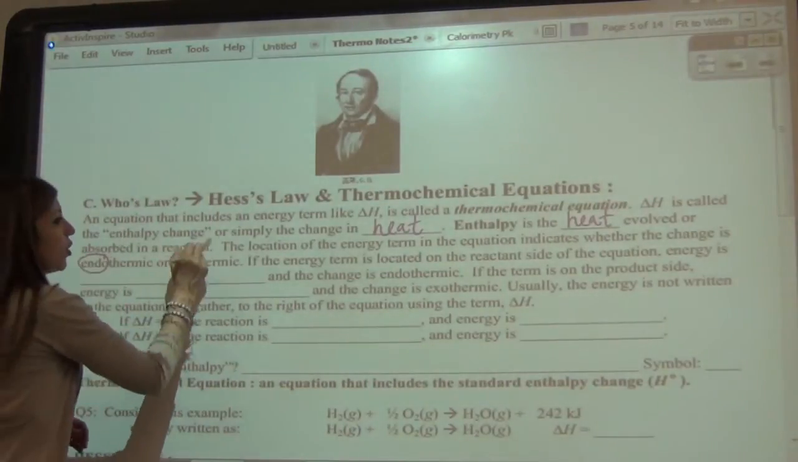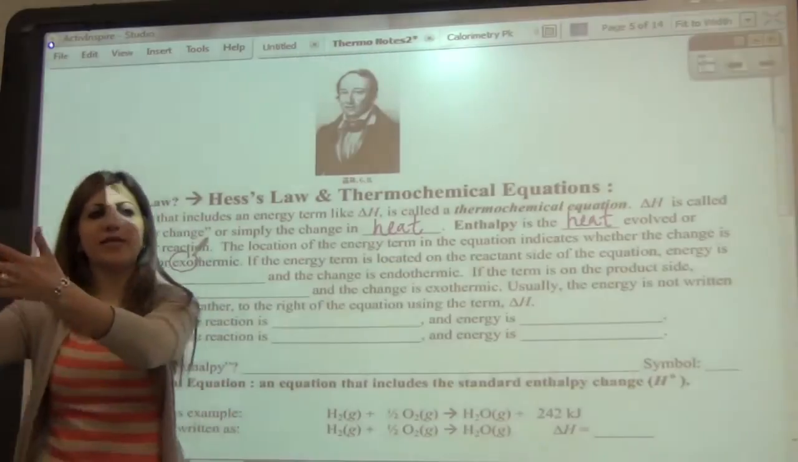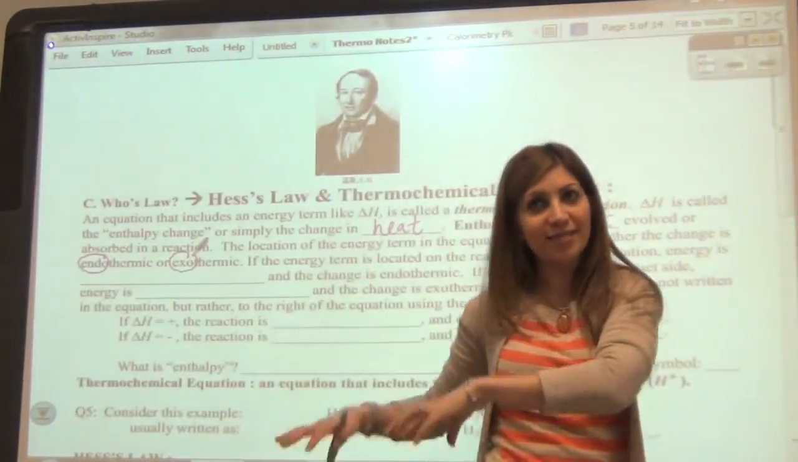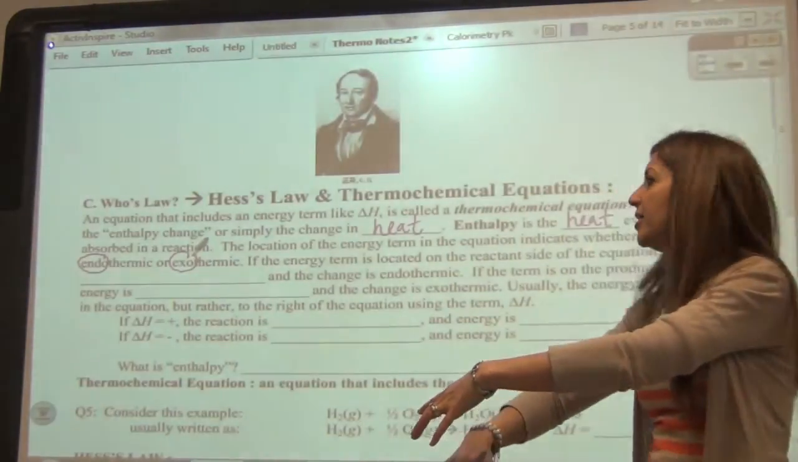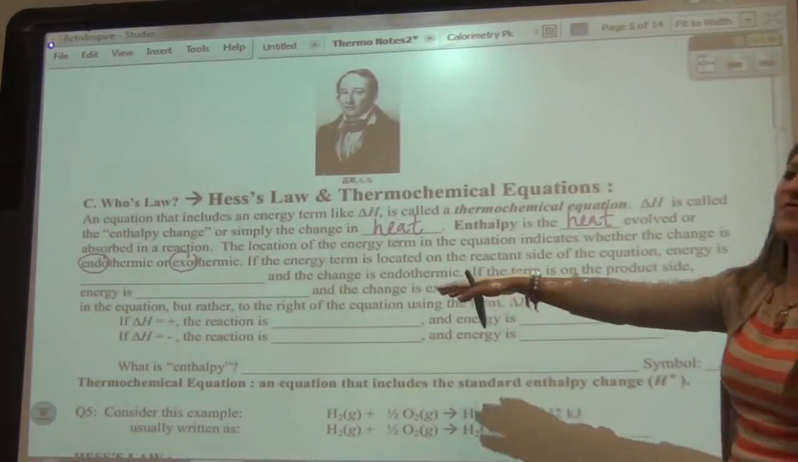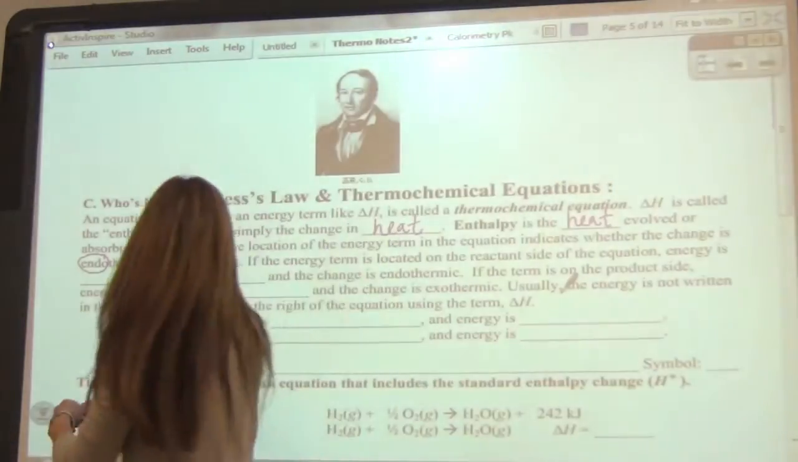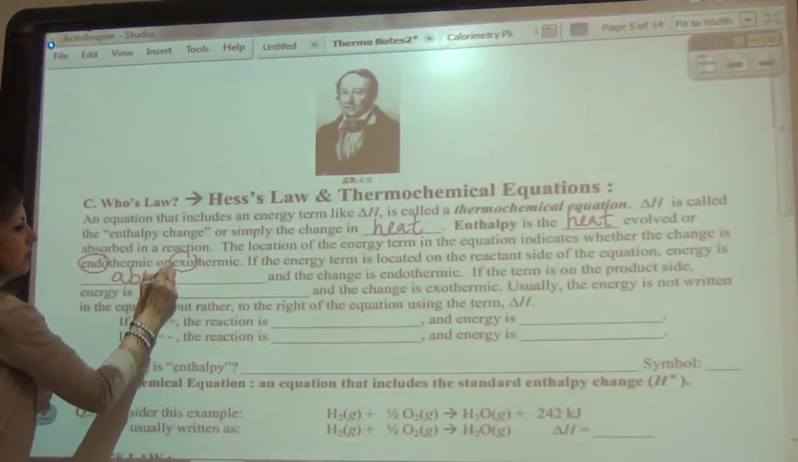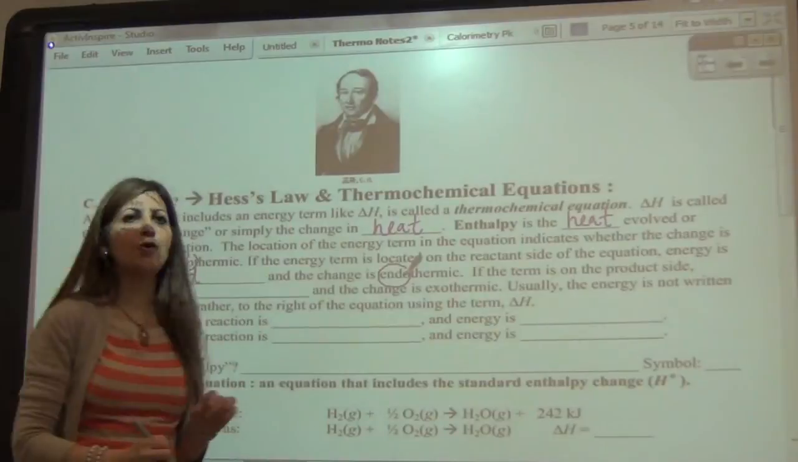If the energy is located on the reactant side of the equation, things on the reactant side are coming into the reaction. So imagine putting it into the beaker or into the flask. If it's on the reactant side, then that means energy is being absorbed or gained, and the change is endothermic.